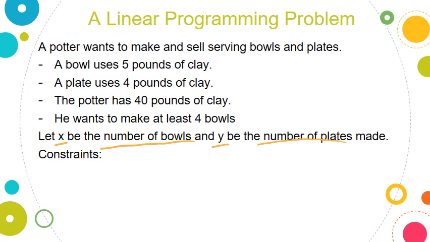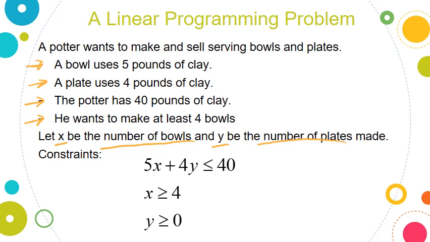So let's talk about the constraints. All of these bullet points are constraints. All right. So if I break it down, I know that I have a total of 40 pounds of clay. I know that that 40 pounds of clay can be broken up into 5-pound quantities for bowls and 4-pound quantities for plates. So pounds of clay plus pounds of clay is 40. We could use less than 40. So here's where the inequalities come into play.